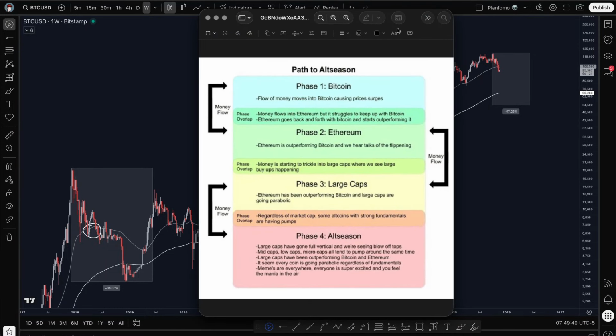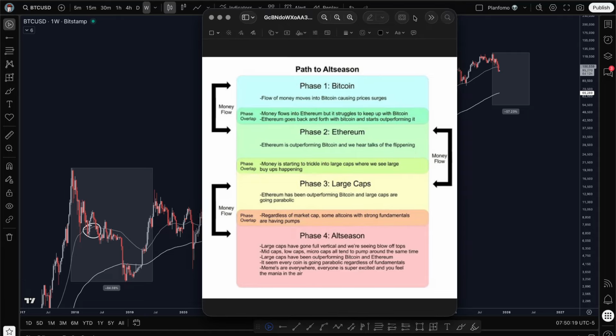This cycle, we haven't seen that large-cap Ethereum rally that follows Bitcoin. We went after phase one. If you remember, after phase one Bitcoin, when we started to shred it to the upside, we jumped straight away into the new phase, into the altcoin market. So that was a little bit weird, that the money flow in the crypto market doesn't go in the same order as it used to go.